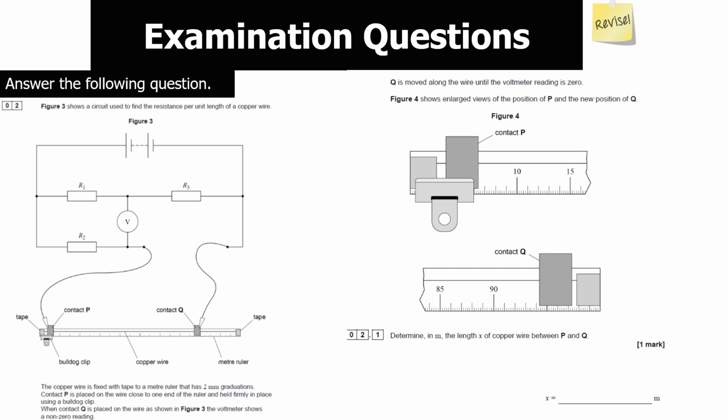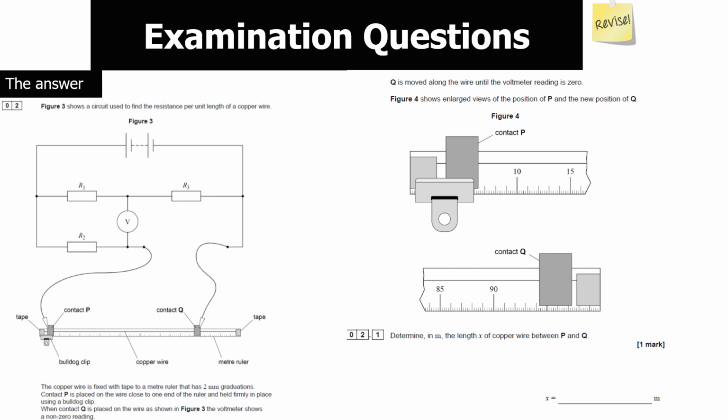Figure 4 shows enlarged views of the position of P and the new position of Q. Determine in meters the length X of copper wire between P and Q. So pause the video now, then unpause the video when you want to go through your answer.